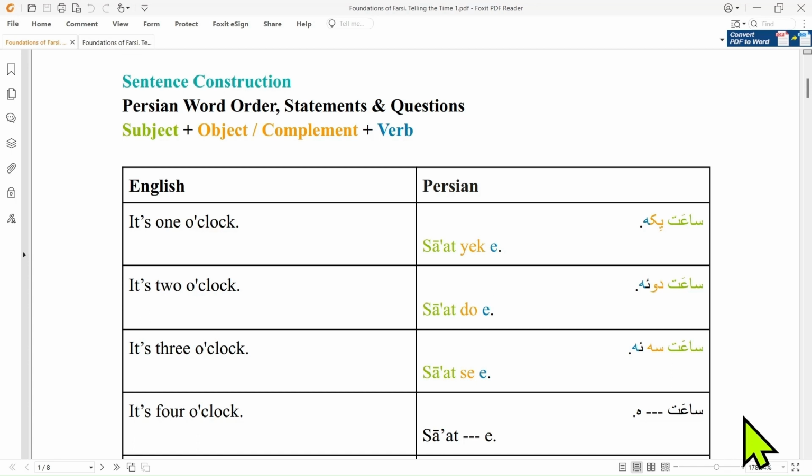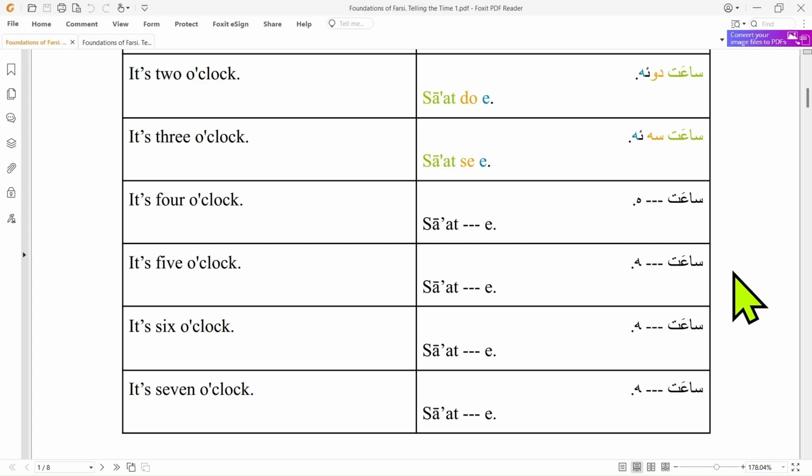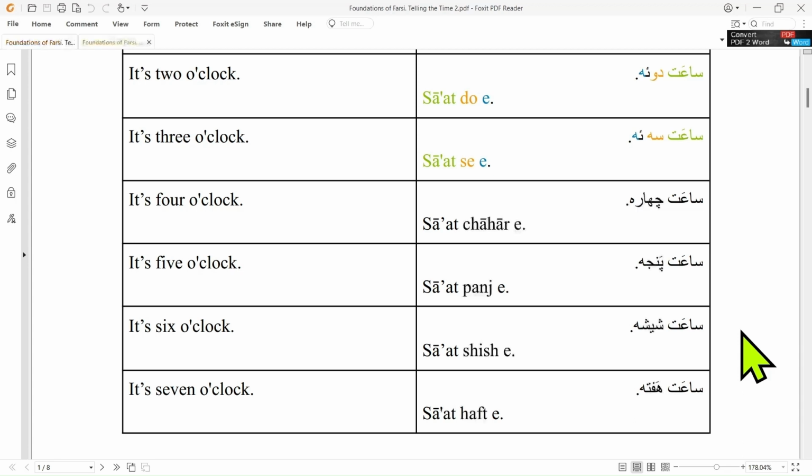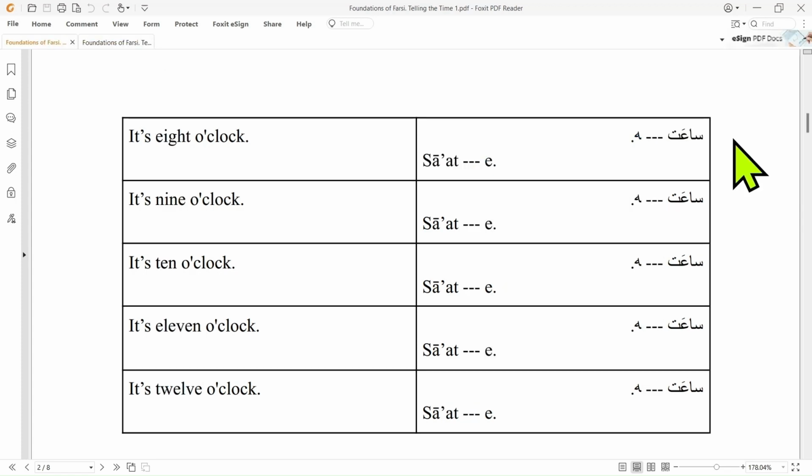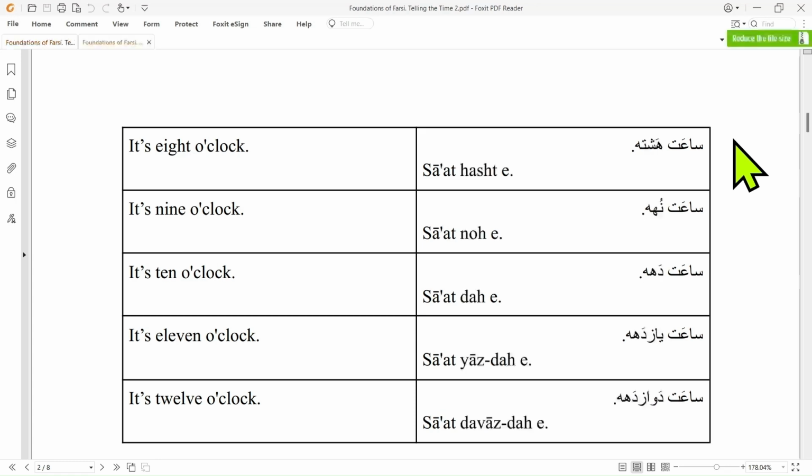Chahar in Persian is 4. So how can we say it's 4 o'clock? Saat chahare. And 5 is panj. So how can we say it's 5 o'clock? Saat panje. 6 is shish. So how can we say it's 6 o'clock? Saat shishe. Number 7 in Persian is haft. So how can we say it's 7 o'clock? Saat hafte. 8 is hasht. So how can we say it's 8 o'clock? Saat hashte.